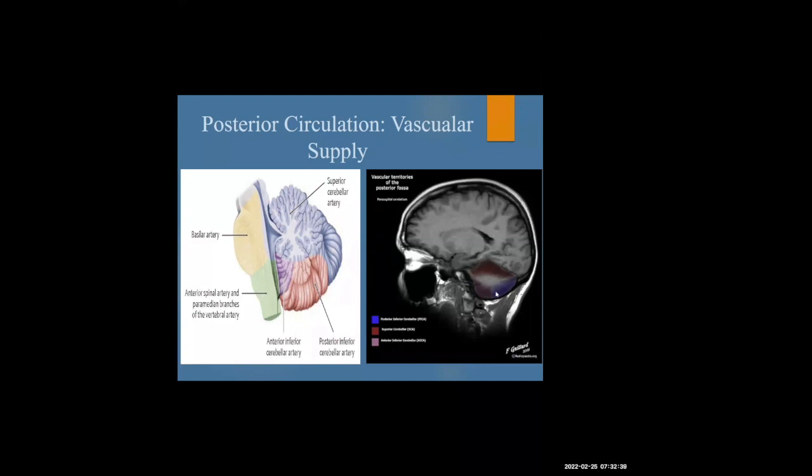The occipital surface of the cerebellum is supplied by the PICA. The petrosal surface of the cerebellum is supplied by the AICA. And the tentorial surface of the cerebellum, which is the largest portion and is the majority of the superior half of the cerebellum, is supplied by the superior cerebellar artery. And this is just a cartoon representation showing us the same thing. So PICA territory along the occipital surface, AICA territory along the petrosal surface, SCA territory along the tentorial surface.